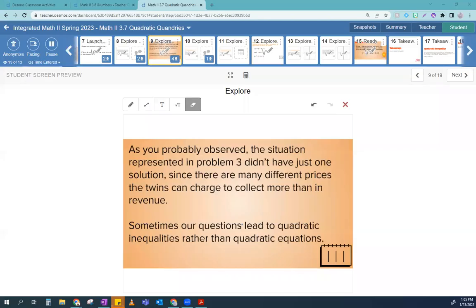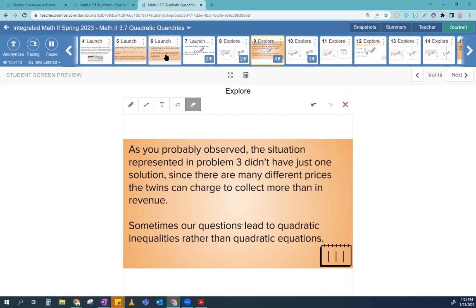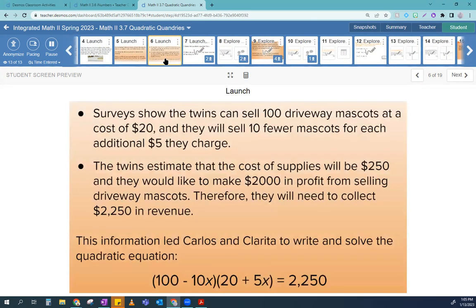All right, so we are continuing on with 3.7, called Quadratic Quandaries. If you remember the context from before, we were talking about Carlos and Clarita, and they are trying to raise money. They figure out that they can do little mascots on people's driveways or on their curb, and they're trying to make money this way.